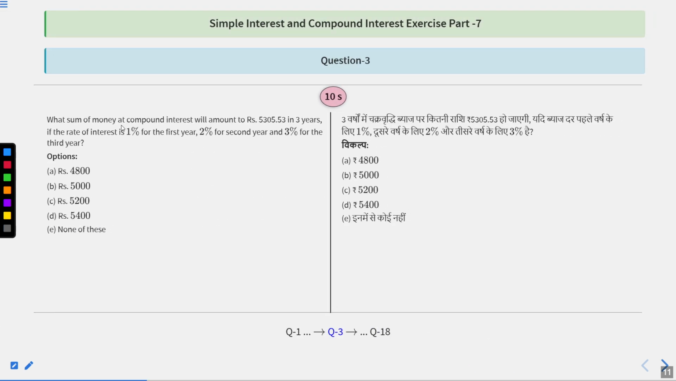What sum of money at compound interest will amount to 5,305.53 rupees in 3 years if the rate of interest is 1% for the first year, 2% for the second year, and 3% for the third year? So you have 5 options and 10 seconds to analyze the question. Your time starts now.